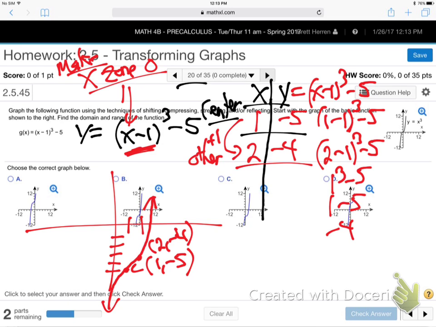You can check the other stuff. The negative 1 should have been what? Right 1, because x is opposite. This should be down 5. Right 1, down 5. Yeah, that's exactly it. Right 1, down 5. That's where the center went. Good? Questions?